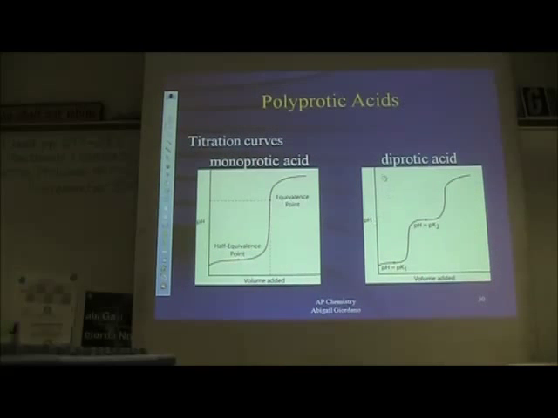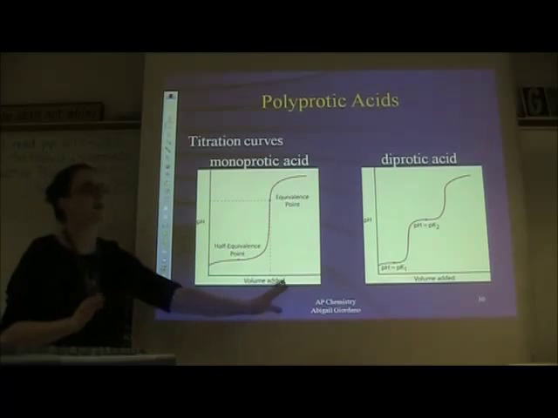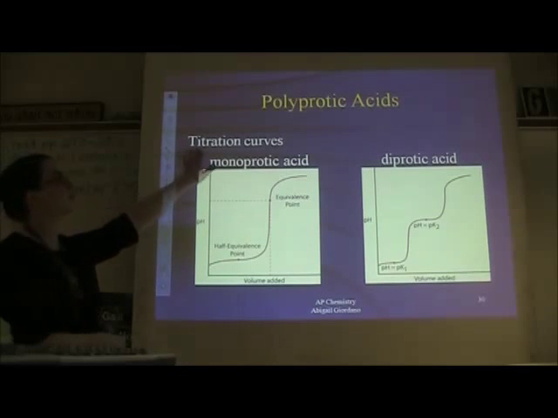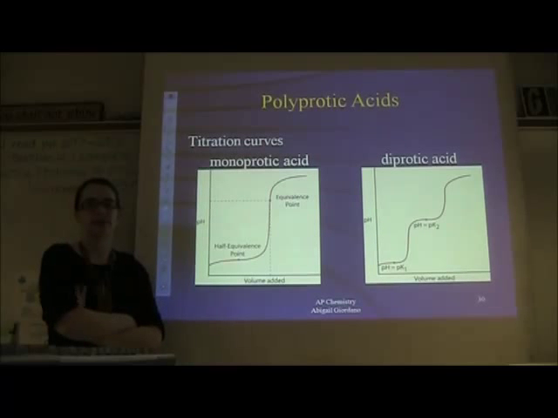So, let's just look at an example. I'll get to that in a second. This gets into something that we have not yet talked about, but it's going to be big time in chapter 15. Do you know what the word titration means? Adding what to what?